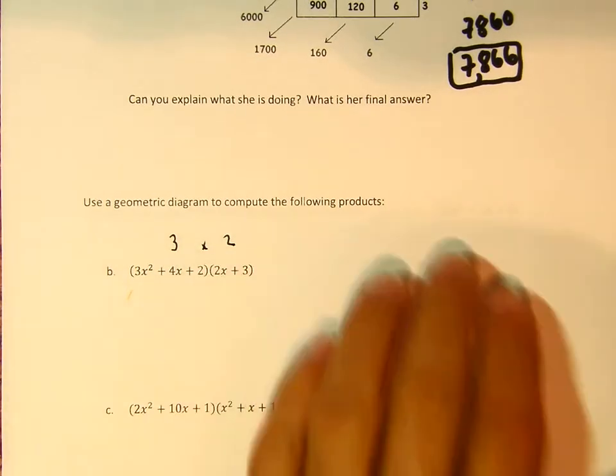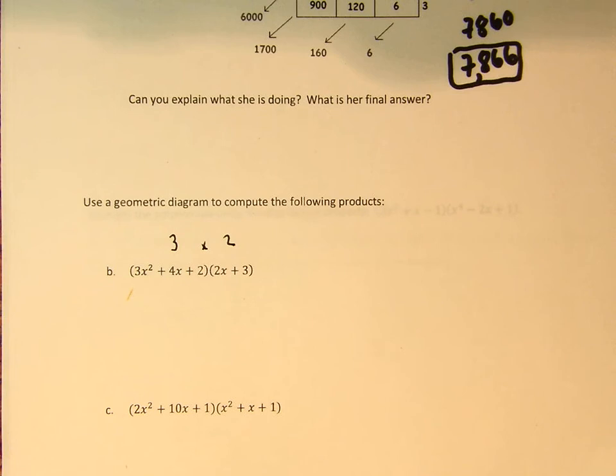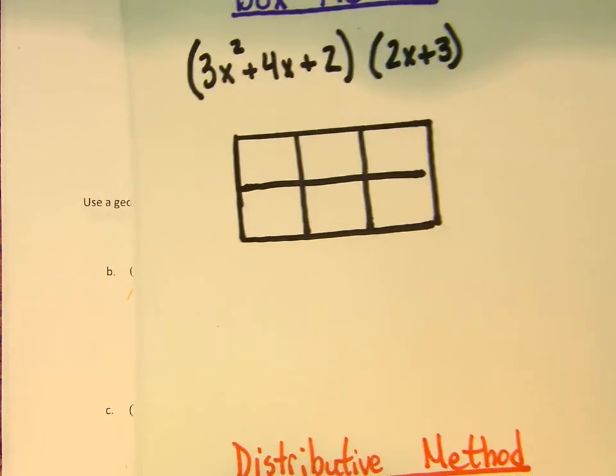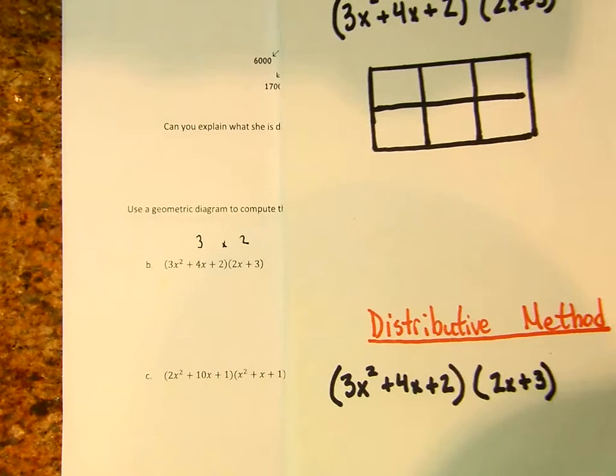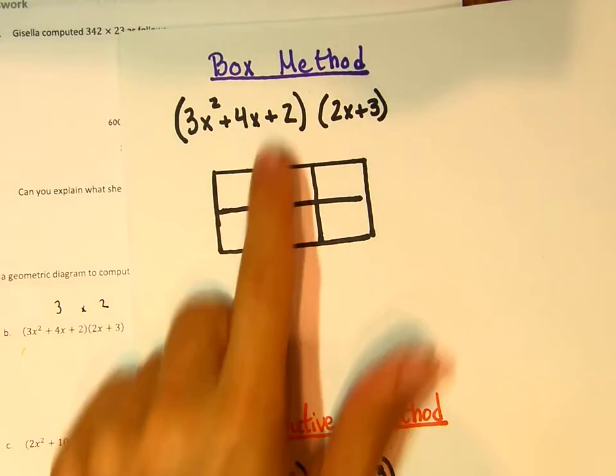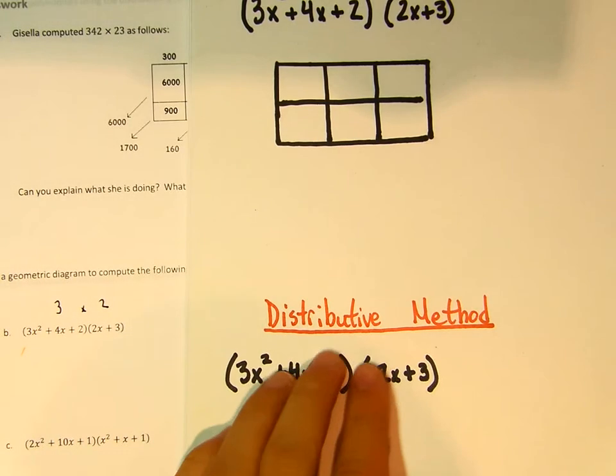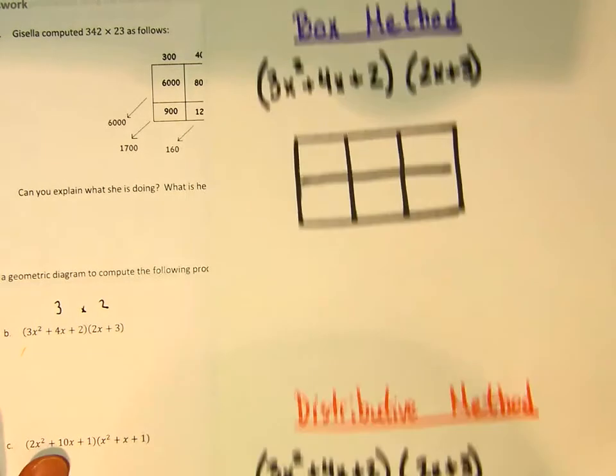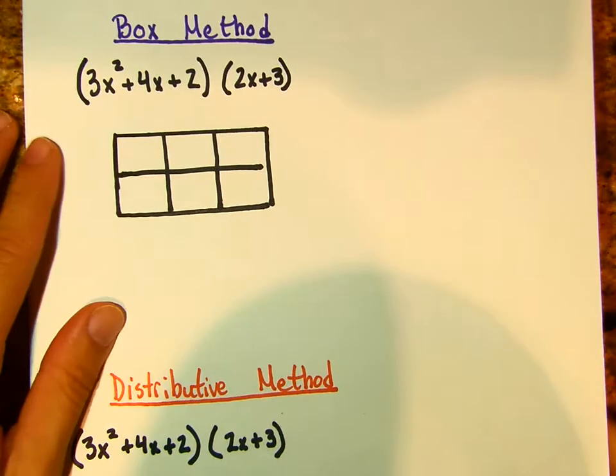You could do it on this paper or a separate piece of paper. What I did was I created something just like this, and we're going to show 2 different ways of multiplying polynomials. So the first way will be through the box method, and the actual classical way is through the distributive method. So let's take a look over here. What is the game plan for this?